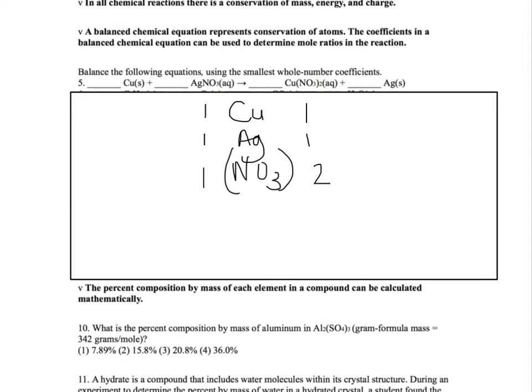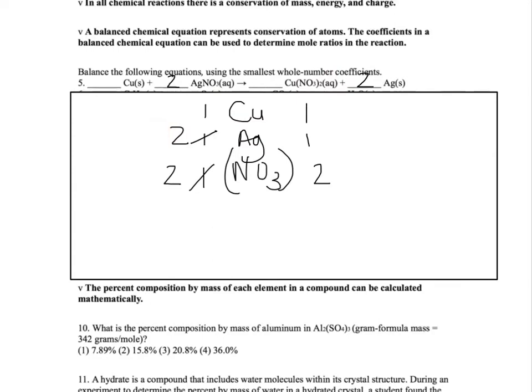So the particles that are not currently in balance, meaning they're not the same value on both sides, are the nitrates. To correct the nitrate imbalance, I would propose to put a 2 in front of the silver nitrate. That does create 2 nitrates, but that also creates 2 silvers. So now we have corrected the nitrate imbalance, but we've created a silver imbalance. So we'll balance the silvers by adding a 2 in front.